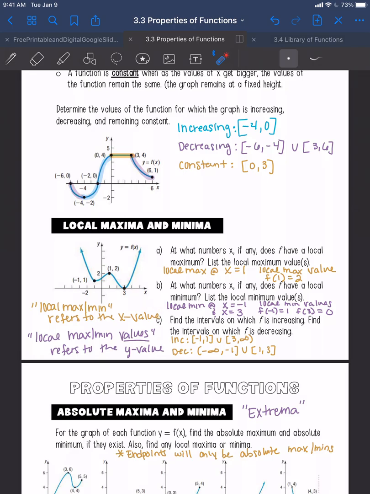When it says values at the end, that's referring to the value of the function once the local max or min is inputted. So that's referring to the y value, essentially.